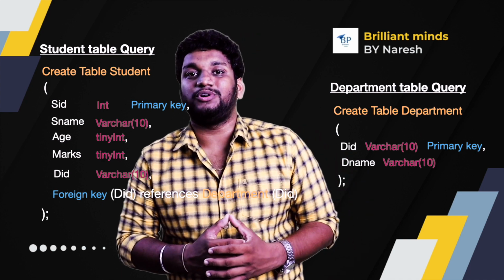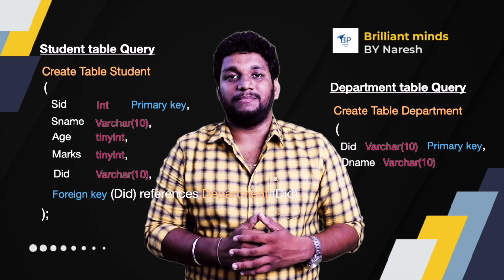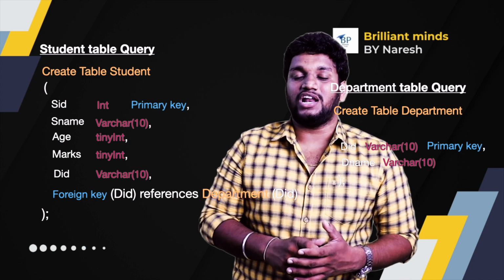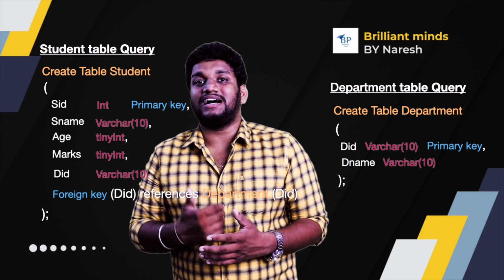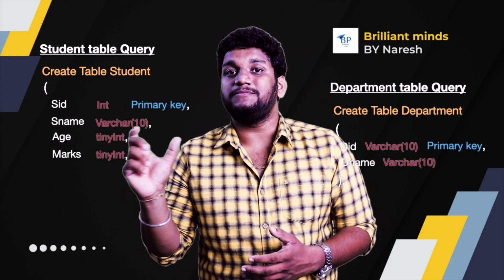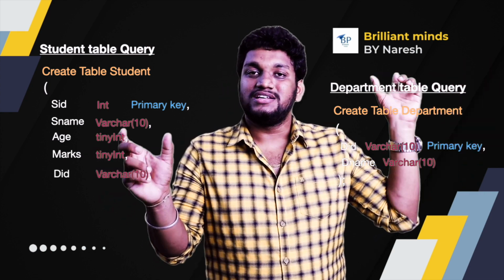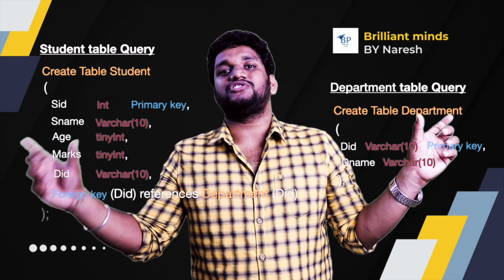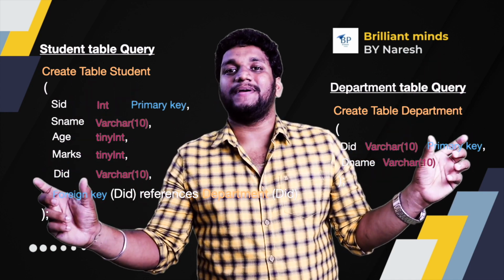Now what do I have to do here? I have to combine the department table with the student table. How do I do that? After completing the last column, what is my last column? Marks is my last column. After that I'll add department ID. Why am I using it here? In the department table, the primary key is department ID, right? The same column I'm using here, with the same data type. What is the data type? Varchar of 10.